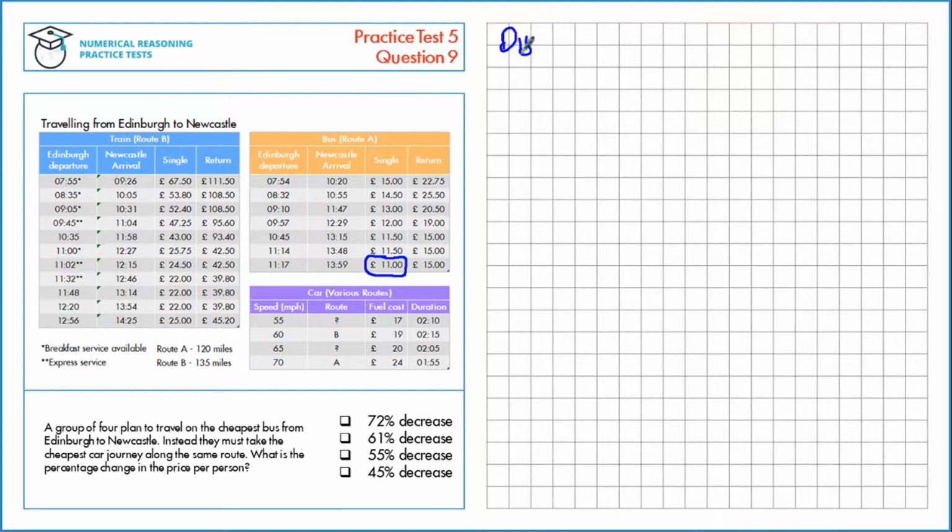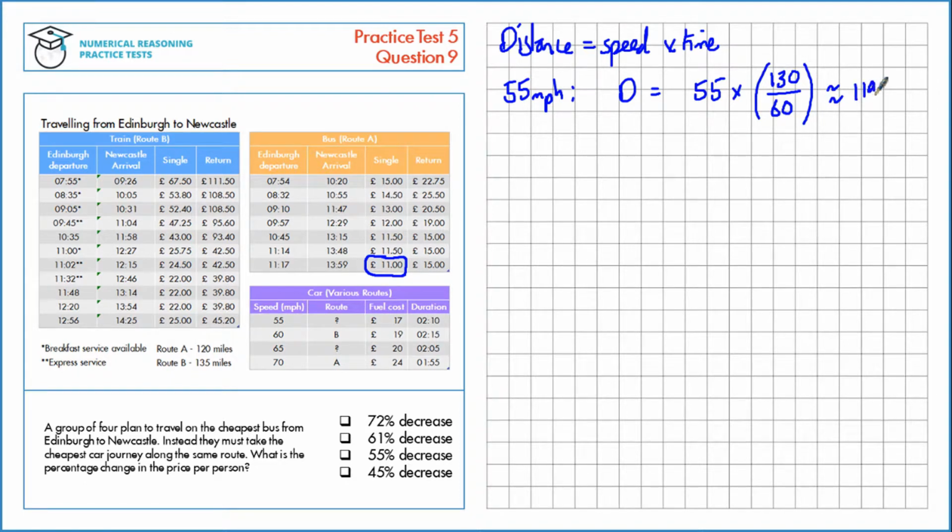We know distance is speed times time. So let's do this for first this 55 mile per hour car. The distance will be calculated by 55 multiplied by this time. We need to convert that into an actual decimal. At the moment it's in hours and minutes. So first convert it into minutes, that's 130 minutes. Then divide by 60 minutes in an hour, and that leaves it as a decimal number of hours. That gives us approximately 119 miles.